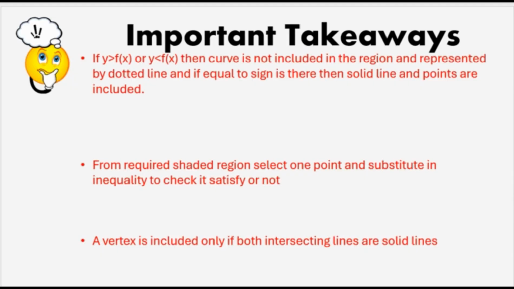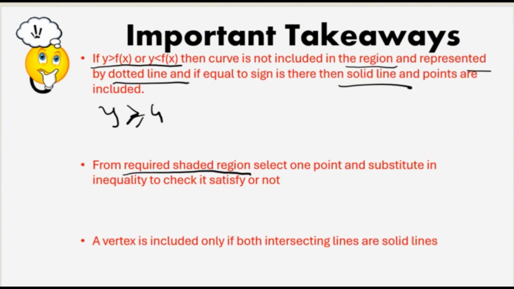Important takeaway for this lesson: if y is greater than f(x) or less than f(x), then the curve is not included in the region because there is no equal to sign. And when you represent that curve or line, we have to use a dotted line. But if y is greater than or equal to, if the equal to sign is given, then we have to use a solid line, and these points are included in the region.